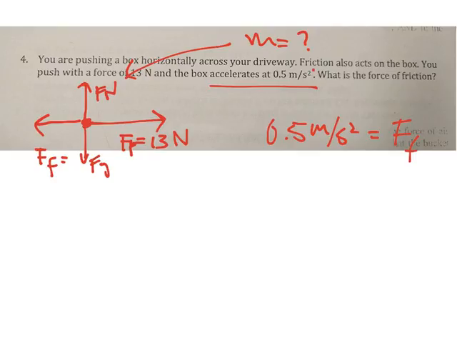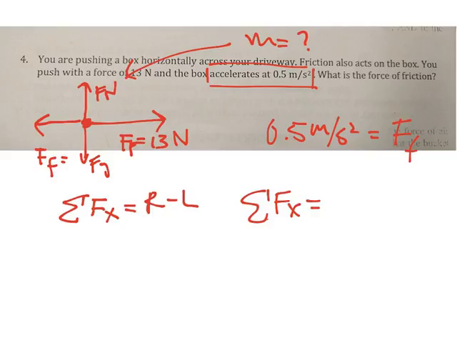The key point here is that we do know how much it accelerates. So what you're going to have to do is set up a couple different problems. It's the idea that the net force in your x direction is equal to your right minus your left, and the net force in x is also equal to the mass times the acceleration in that direction, which we do know.